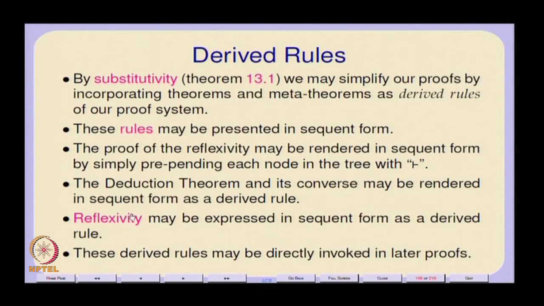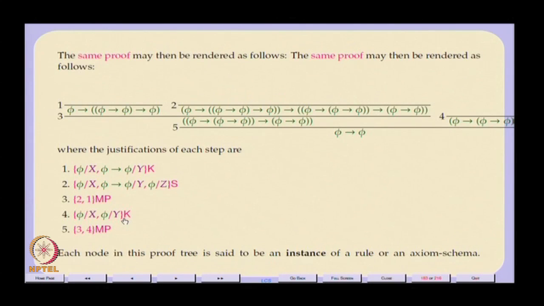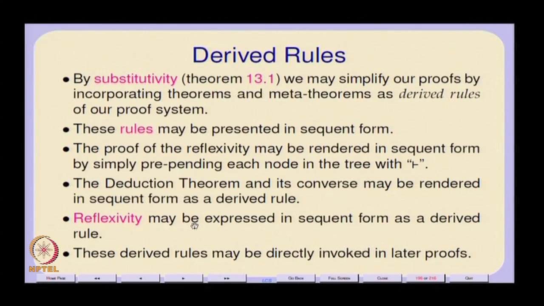So, that is what we could do with reflexivity. The other thing, of course, is that since we have already proven reflexivity as a general theorem which holds for all formulae phi, we may also express reflexivity as a derived rule. Then we can directly invoke reflexivity, so our proofs will look shorter, and it will also ensure that our proofs remain non-circular. I mean, we do not assume something that we have not already proven.